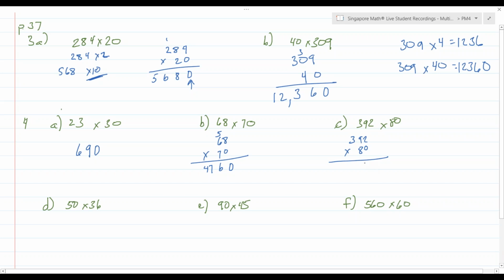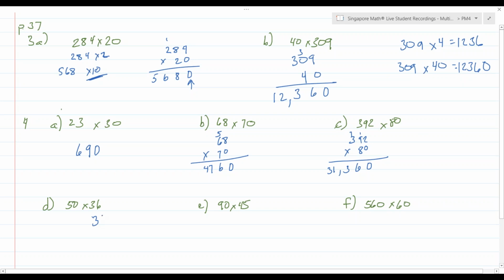392 times 80. I'm going to have a 0 in the ones place. 8 times 2 is 16. 8 times 9 is 72, plus 1 is 73. 24 and 7 is 31. So 31,360, or 3,136 tens.